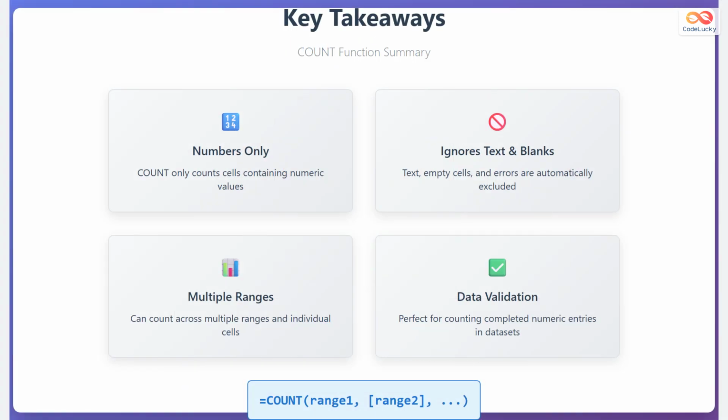Here are the key takeaways. The count function is designed to count numbers only. It automatically ignores text and blank cells, which can be very useful. The count function supports multiple ranges, allowing you to count numbers across different parts of your spreadsheet. It is perfect for data validation. You can quickly count completed numeric entries in your datasets. Remember, the formula is =COUNT(range1, [range2], ...).